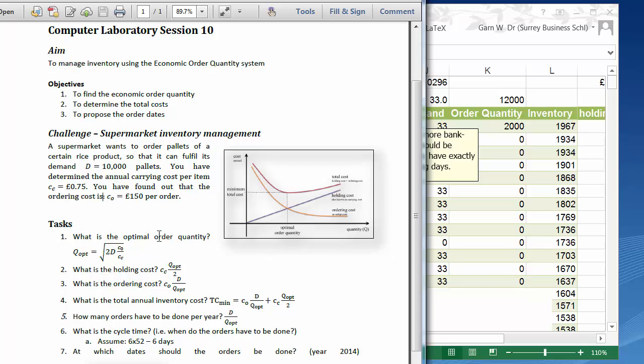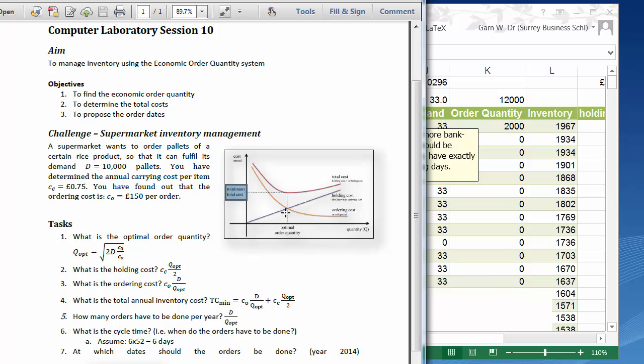So our task is first to figure out how many pallets should we order. What is the optimal order quantity? Optimality in the sense of minimum costs, minimum total cost. So how do we get the total cost in the first place?